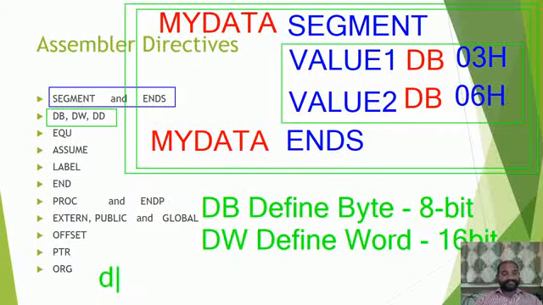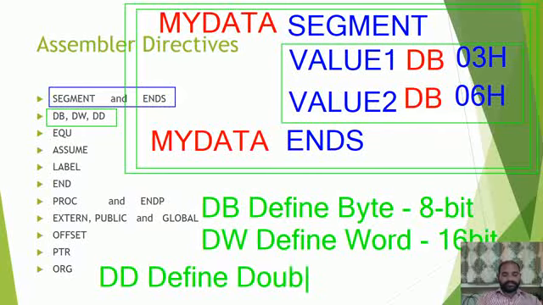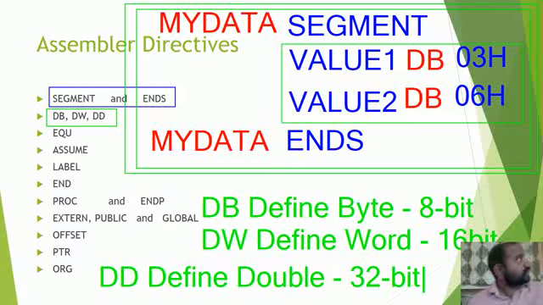DD is nothing but defined double, and it is used for declaring a 32-bit number. So that is about DD, which is nothing but defined double.